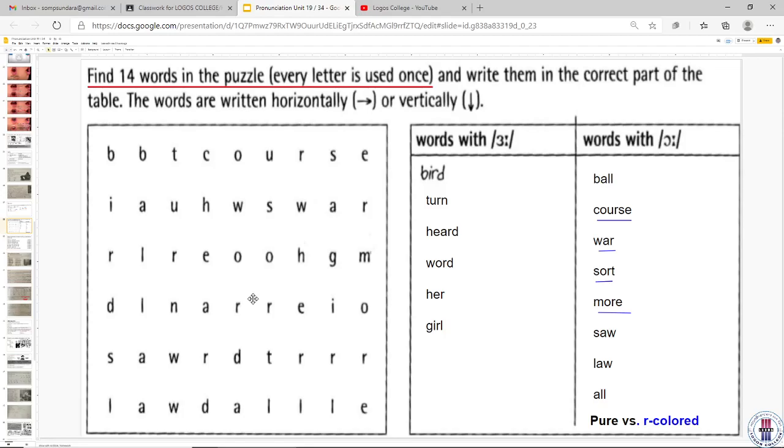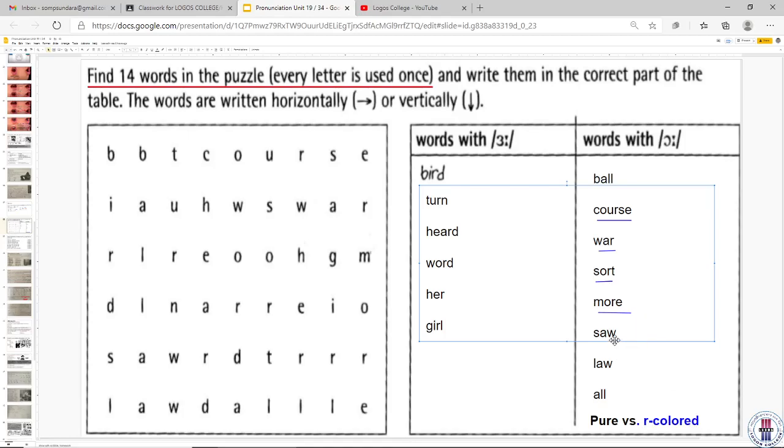Find the word. I already found the words for you because I kind of want you to practice along with me when I say these words. So these words have the sound. Bird, turn, heard, word, her, girl. These words have the or the all sound. So you notice I underlined in blue the ones that are colored because they'll sound different.